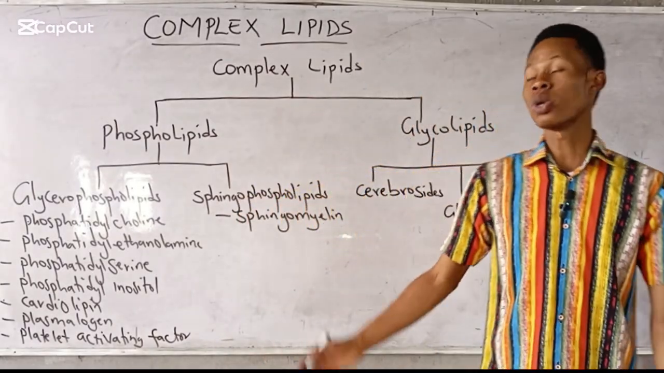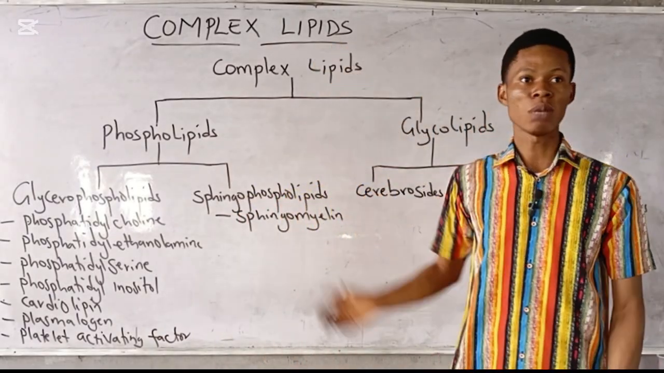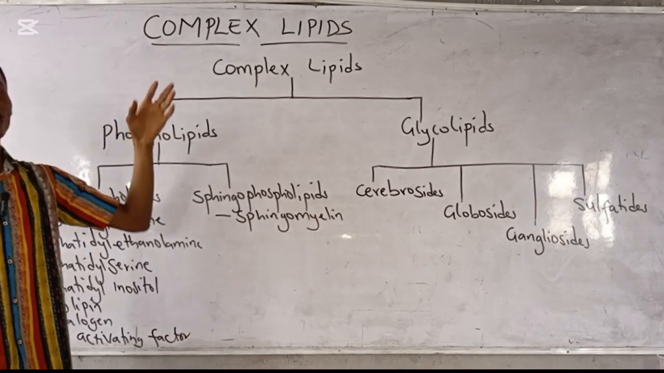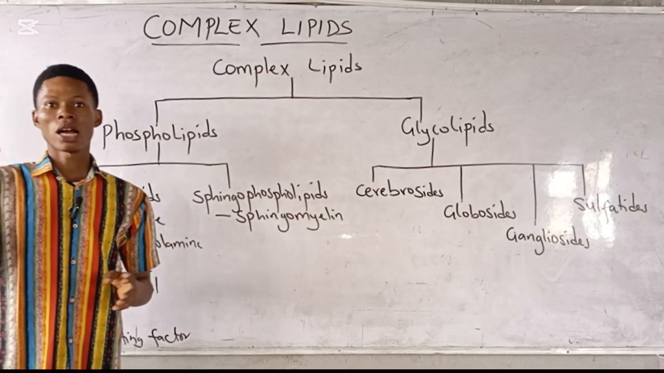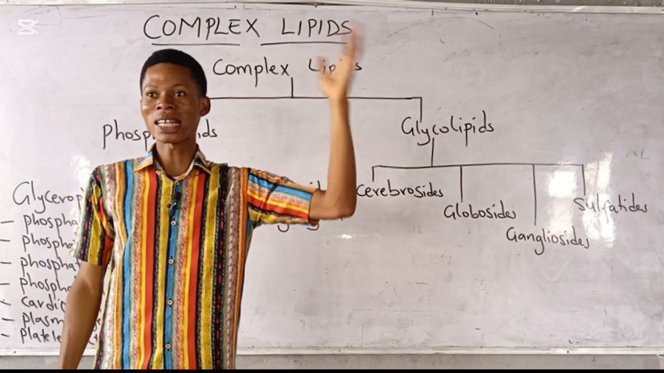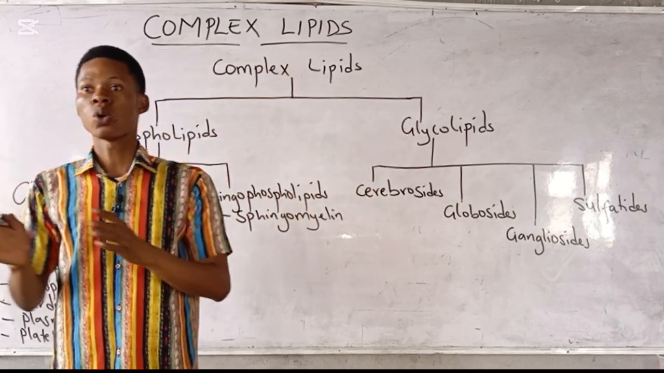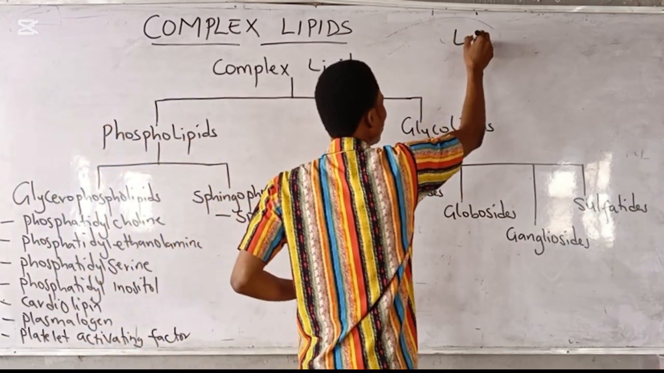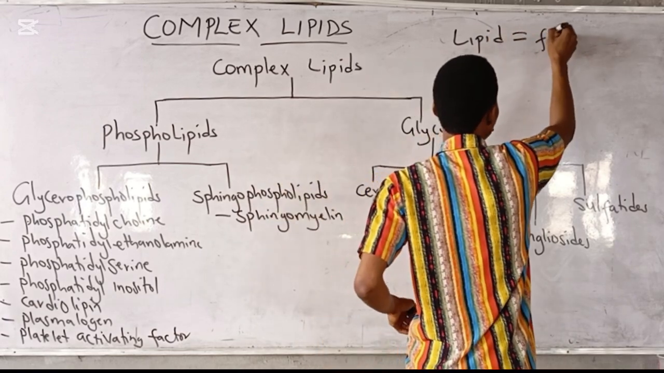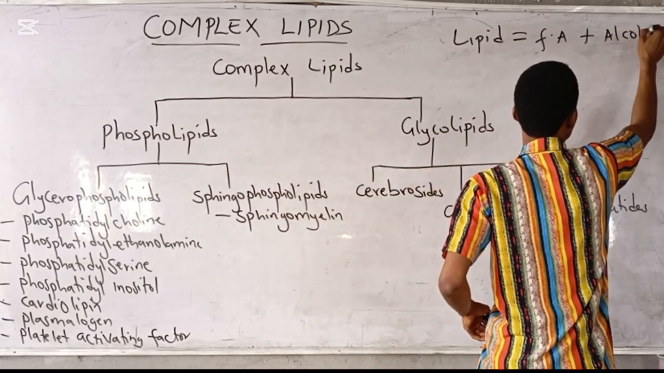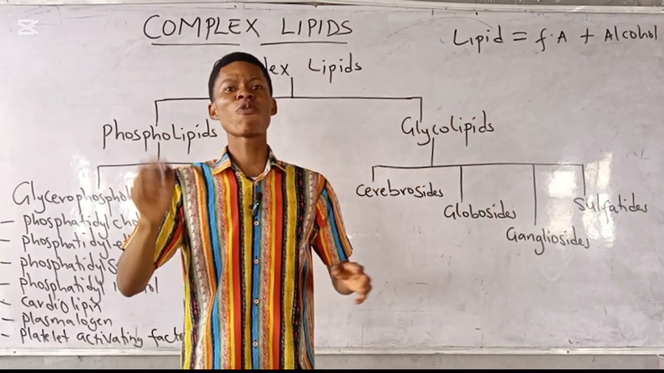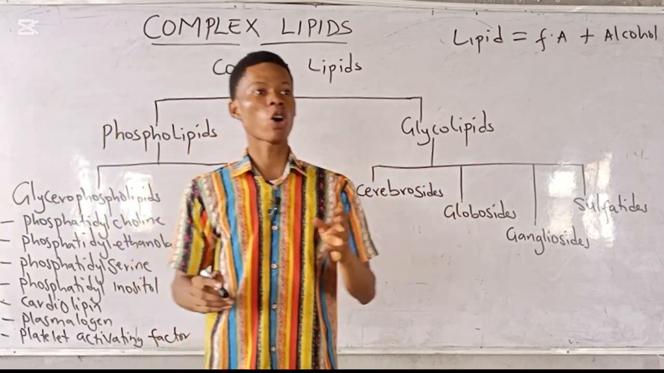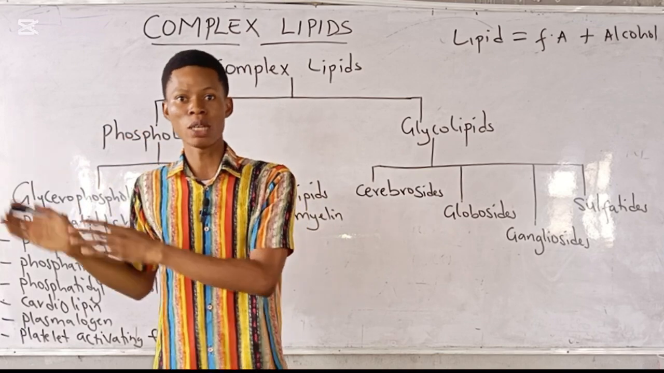Alright, so look up. It's a new topic: complex lipids. As the name implies, complex lipids. Now, we already know from background knowledge that lipids are composed of two things: fatty acid and alcohol. So a simple lipid is equal to fatty acid and alcohol. Now, if we have fatty acid and alcohol plus an additional compound, it is no longer called a simple lipid, but a complex lipid.